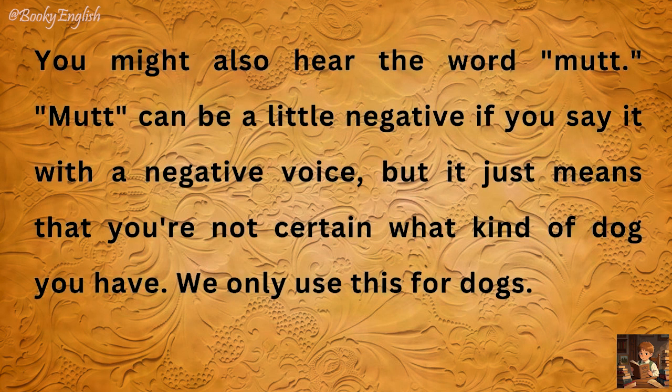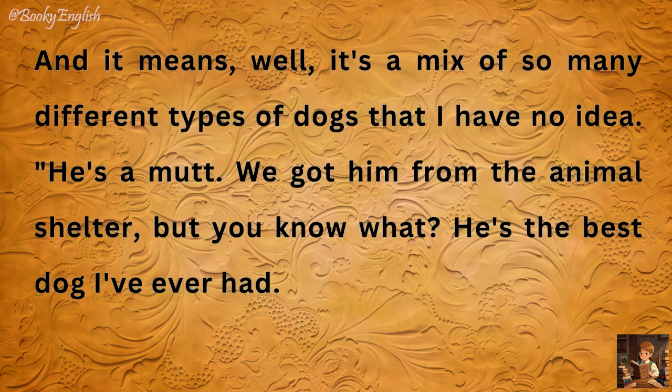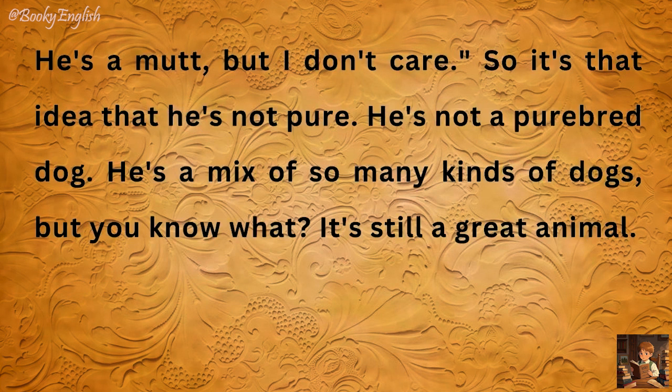You might also hear the word mutt. Mutt can be a little negative if you say it with a negative voice, but it just means that you're not certain what kind of dog you have. We only use this for dogs, and it means it's a mix of so many different types of dogs that I have no idea. He's a mutt. We got him from the animal shelter, but you know what? He's the best dog I've ever had. He's a mutt, but I don't care.